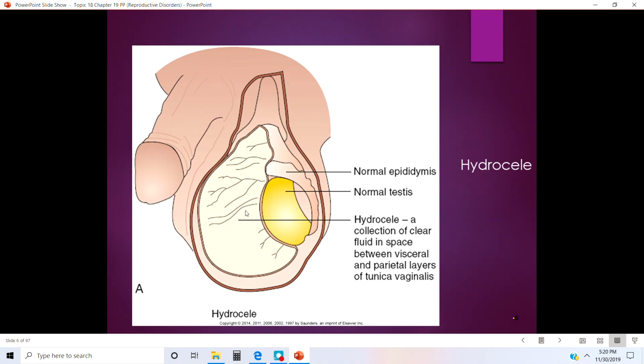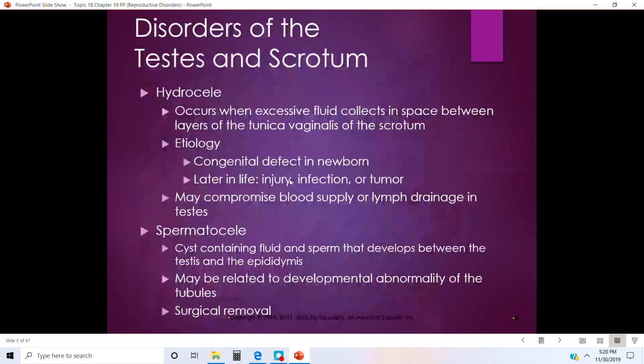If you remember the epididymis, I'm going to borrow this picture here for a moment. So here we see the testicle, and this comma-shaped thing right on top of the testicle is known as the epididymis, right? This is where sperm is going to mature. So we can get a cyst between the testicle and the epididymis that's filled with fluid and even contains sperm.